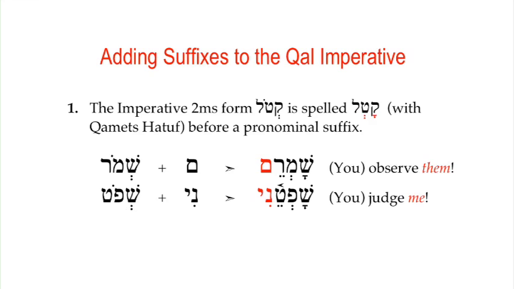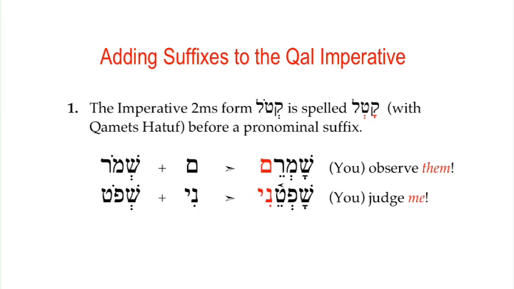Next, let's move to our study of the imperative conjugation with pronominal suffixes. Look at your screen with me. When you add a pronominal suffix to the Qal imperative, we'll need to talk about each of the different forms. And so first we'll talk about the 2ms form. The imperative 2ms form, qetol, spelled with vocal schwa and holem stem vowel, is spelled qot-something, that is with qamets qatan and silent schwa, followed by the pronominal suffix.